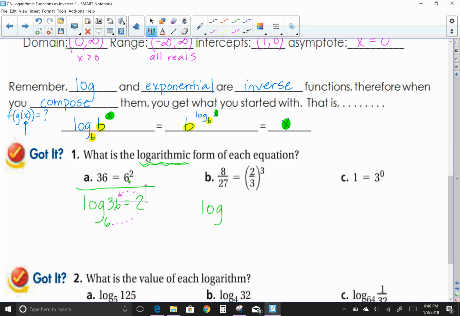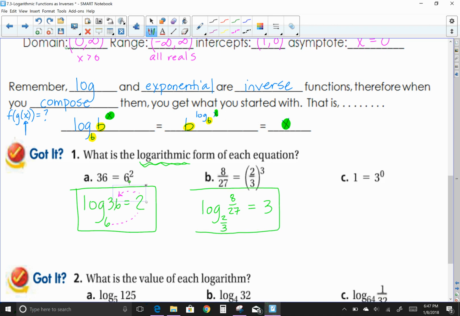Actually, I'm going to go ahead and box that. I didn't really get my box around that whole thing. My bad. Okay, so I have a log. Whatever the base is here is going to be the base over here. Whatever is the exponent, that's what the log is. And that leaves the last number to be here. And again, you can check it. 2/3 to the third is 8 over 27.